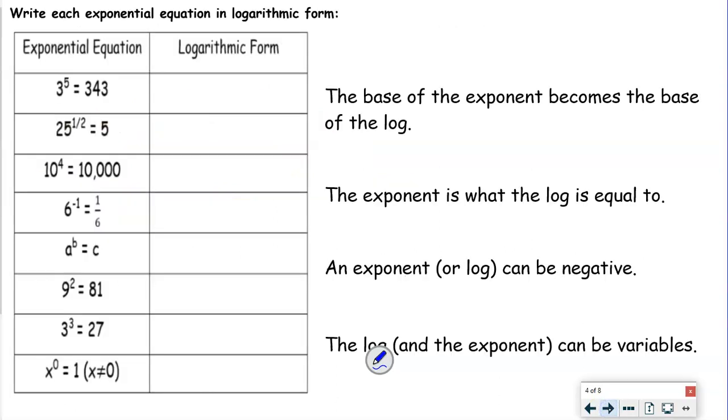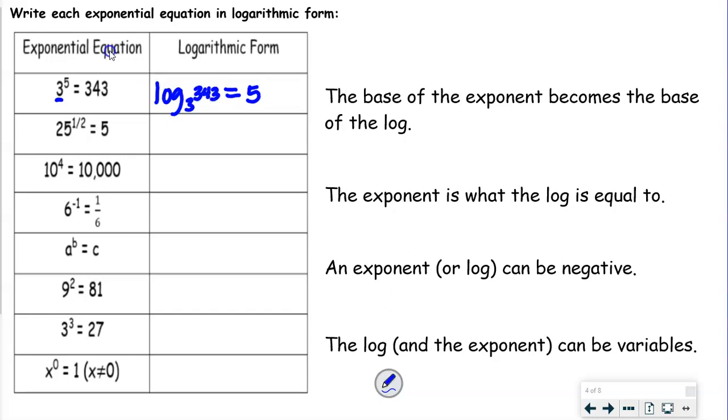So as we work some of these, the base of the exponent becomes the base of the log. So as we do this, we're going to write the word log, and we're going to take the base right here, 3, and it's going to become the base of the log. The exponent is what the log is equal to, so I can put that over here. That's going to be our 5. And an exponent or log can be negative, and the log and the exponent can also be variables. So now the only number that's left is this 343, okay?